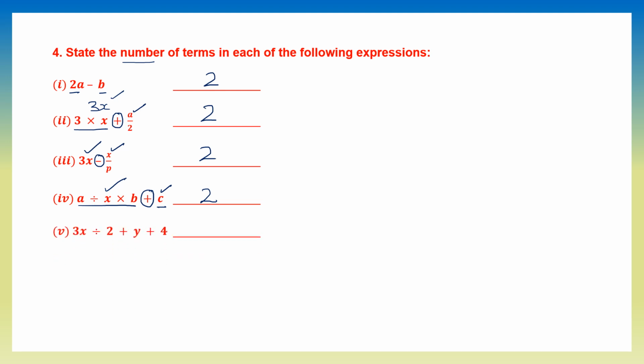Next one, 3x divided by 2. So this is one term. Then we have a plus sign. Then we have y, which is another term. We have one more plus sign and we have another term. So 1, 2, 3. Now we have three terms. Next one, xy divided by 2. Now xy divided by 2, I can write it down like this. So in this case, it becomes just one term, isn't it? So the answer here is 1.